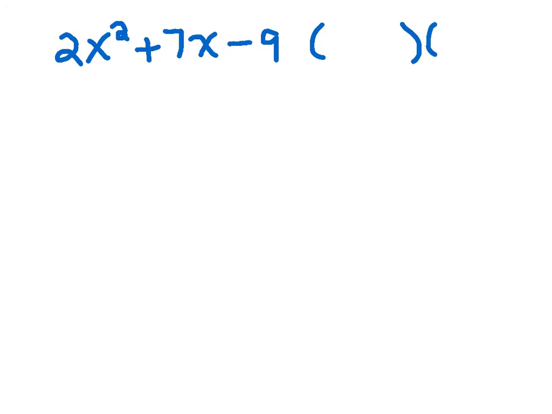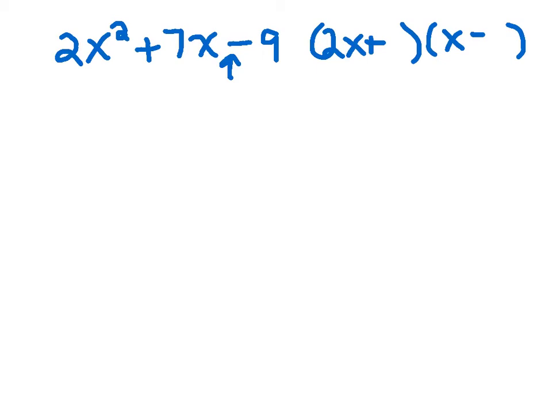So let's try, and it's also more complicated when everything isn't prime. So let's try 2x squared plus 7x minus 9. Okay, so this time we're going to draw our parentheses, put in our variables. This time we know that one of the signs is positive and one of the signs is negative, because that tells us that the signs are different.